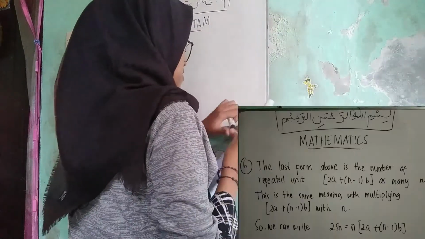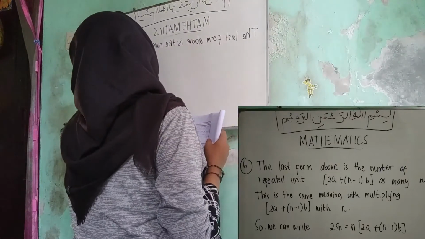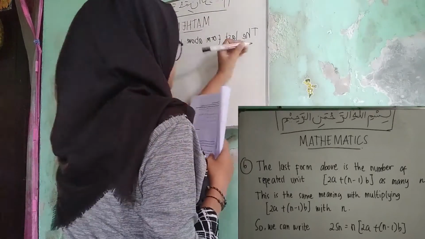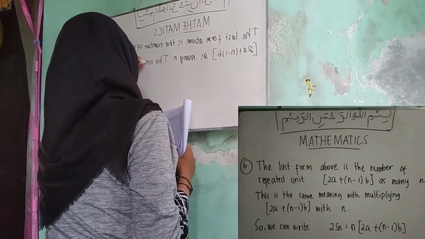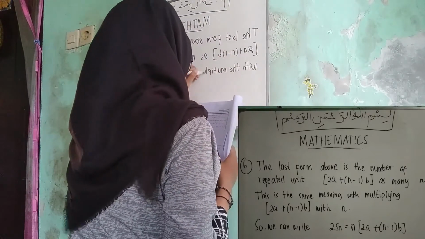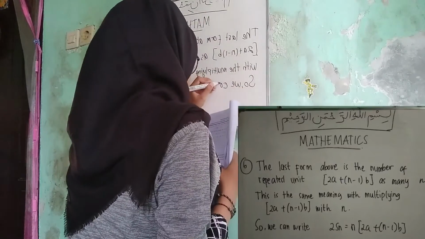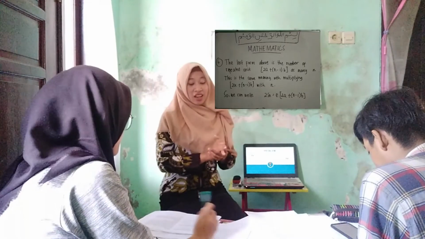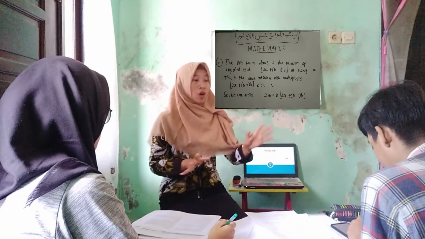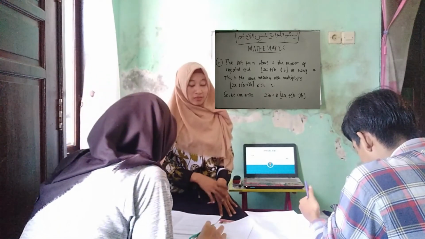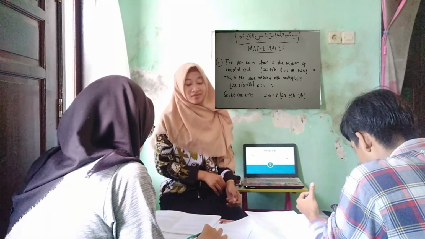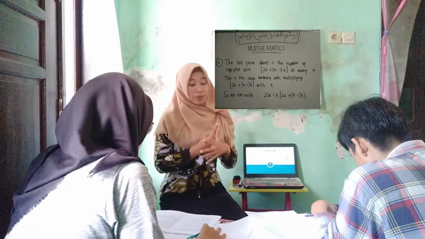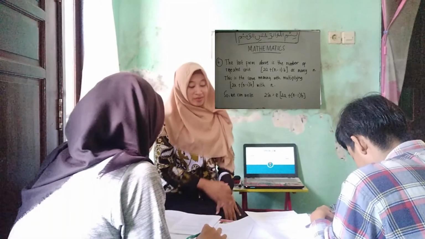Me, ma'am. Okay, thank you. And how about the next problem? What should we do? We should divide the 2 on the left-hand side to the right-hand side. Then we will get the formula of S. Please come in and write it. Sure, ma'am.